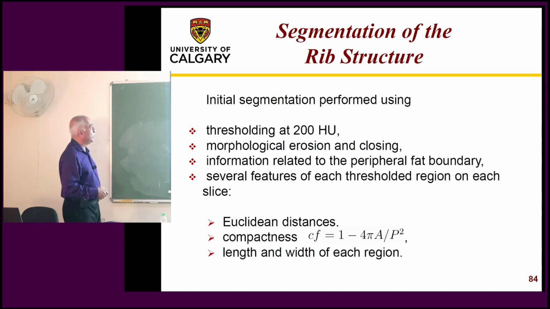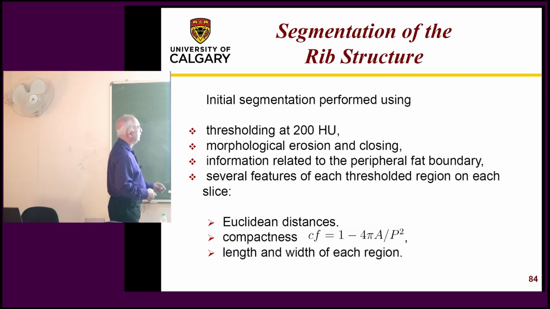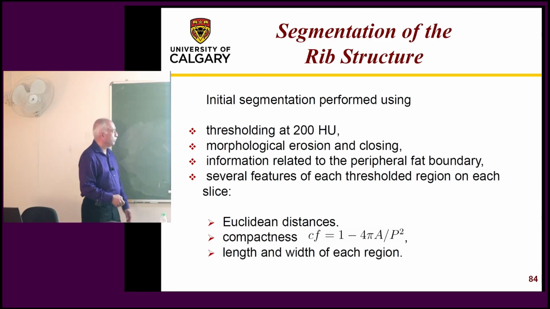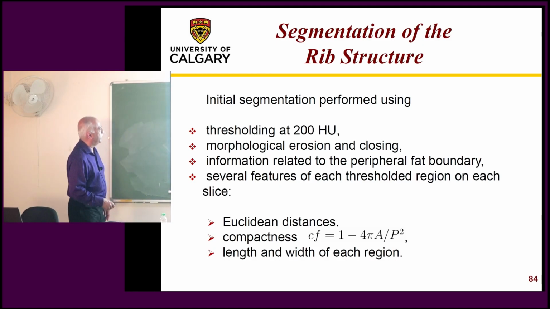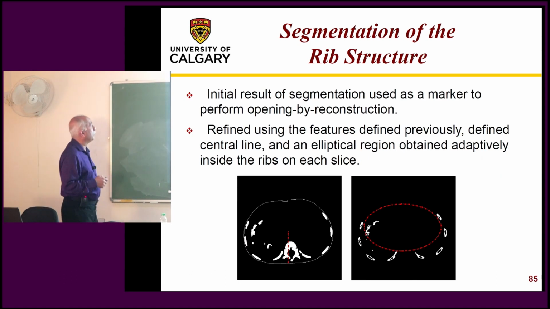Morphological erosion and closing. We use the information related to the peripheral fat boundary. There won't be any bone outside. And several features of each thresholded region. We use Euclidean distances. We use compactness. We defined shape factors earlier, the normalized compactness, and length and width of each region. We will see as we go along.